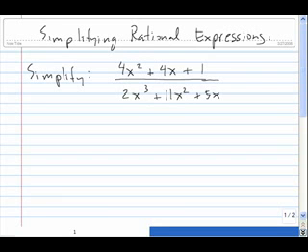Okay, let's work on this one. It's a little bit trickier. So we start with the top, and we need to factor 4x squared plus 4x plus 1.